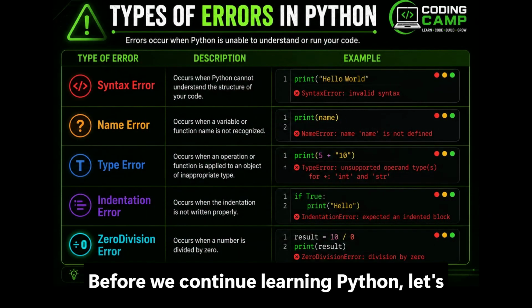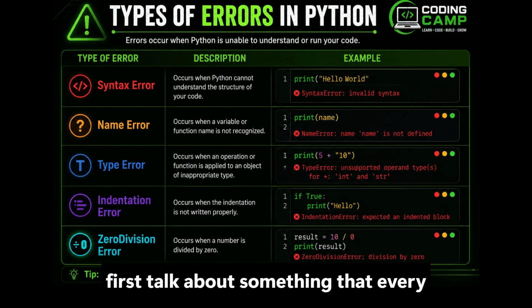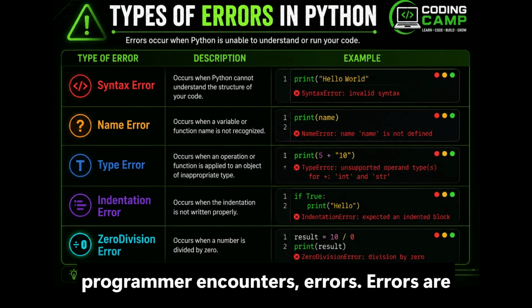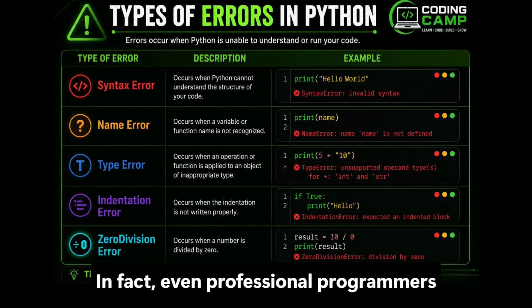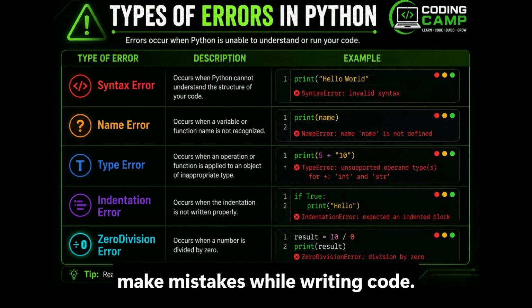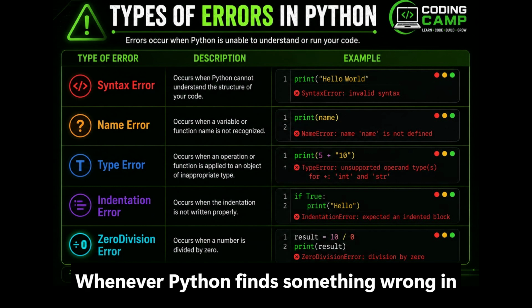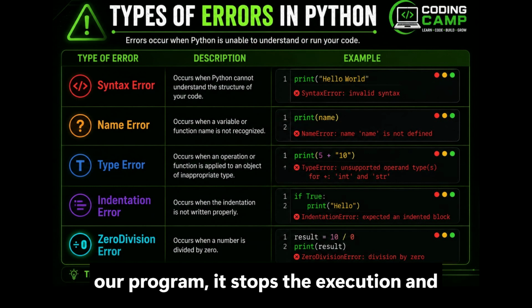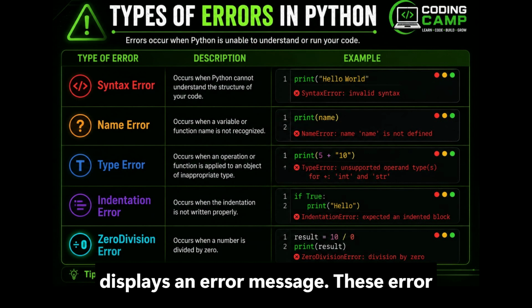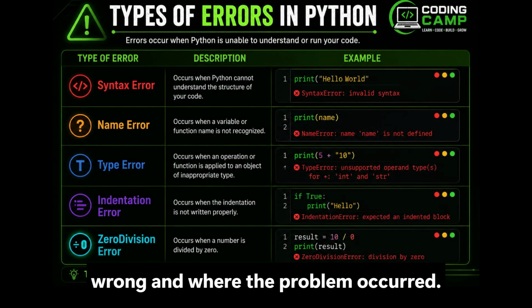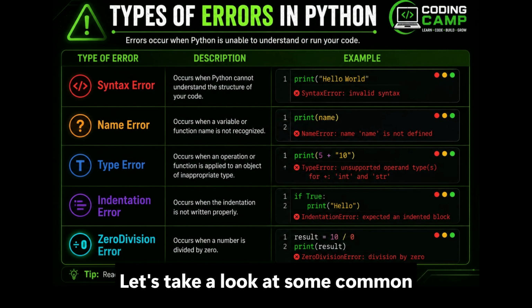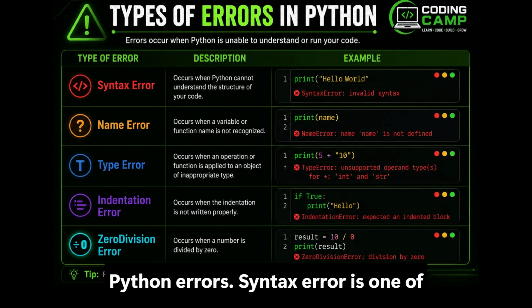Before we continue learning Python, let's first talk about something that every programmer encounters: errors. Errors are a completely normal part of programming. In fact, even professional programmers make mistakes while writing code. Whenever Python finds something wrong in our program, it stops the execution and displays an error message. These error messages help us understand what went wrong and where the problem occurred. Let's take a look at some common Python errors.